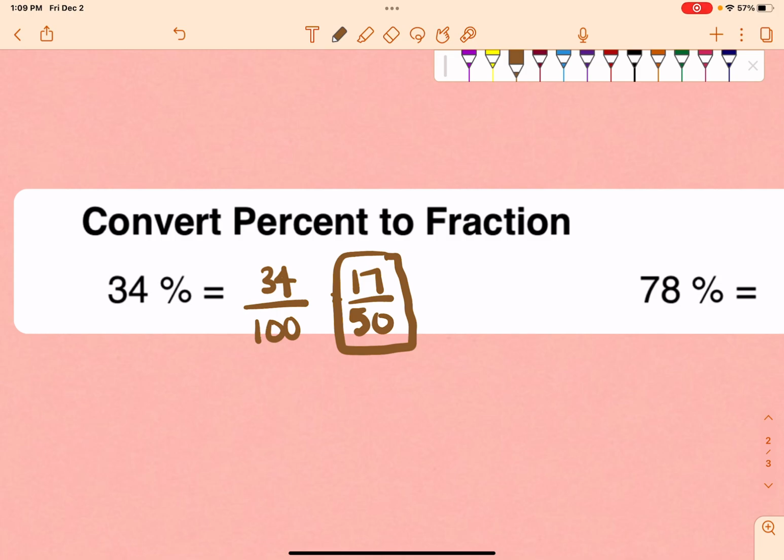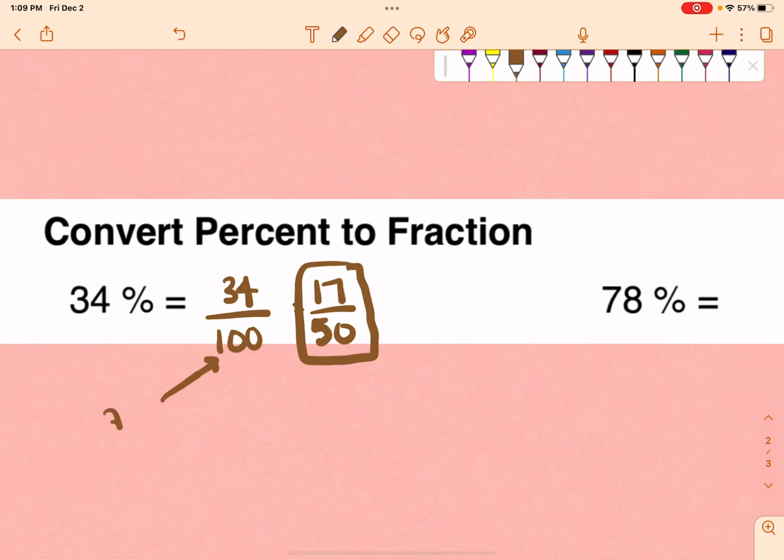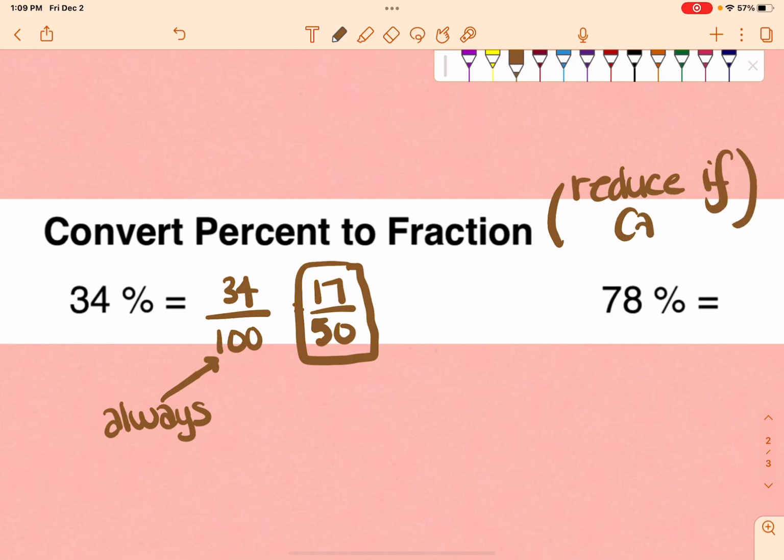Okay, you do need to make sure every time it's always going to be 100 in the bottom. And the big thing, remember, every time you have a fraction is you do need to make sure that you reduce if you can. Otherwise, you're going to end up with a fraction that maybe looks a lot bigger than it really should be.